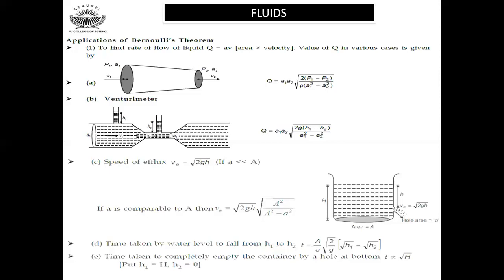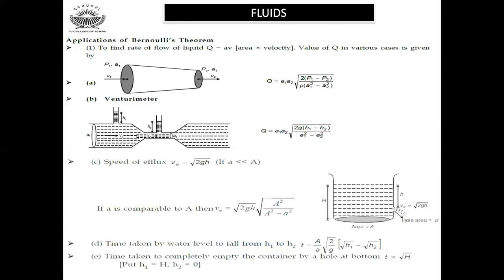Whenever a fluid falls through a tank under the action of gravity, its speed will be root of 2gh. When it is comparable to A, then the areas are comparable. So then it will be root of 2gh into root of A square divided by (A square minus a square). Now the time taken by the water level to fall from H1 to H2, T, will be equal to capital A by small a into root of 2 by g into (root of H1 minus root of H2).